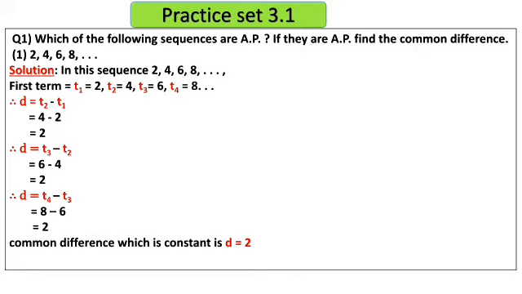Therefore, the common difference which is constant is D. If you see in the sum, the common difference came the same: 2, 2, 2. So it is constant. When the common difference is constant, then we say that this sequence is an AP. If the common difference is not constant, then we say it is not an AP.